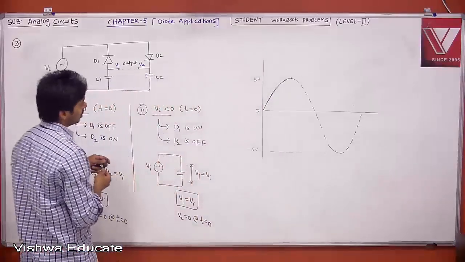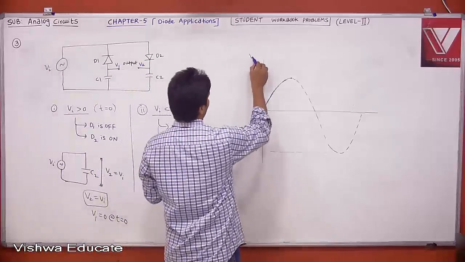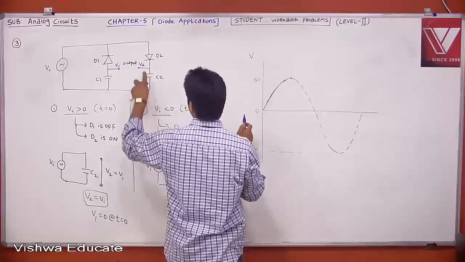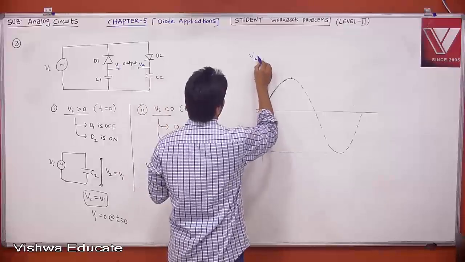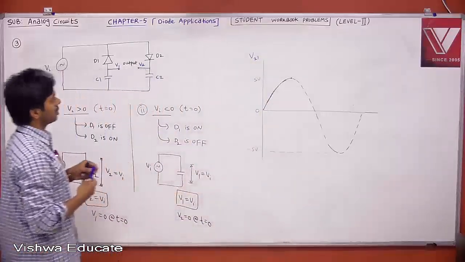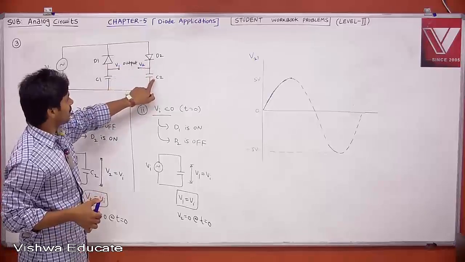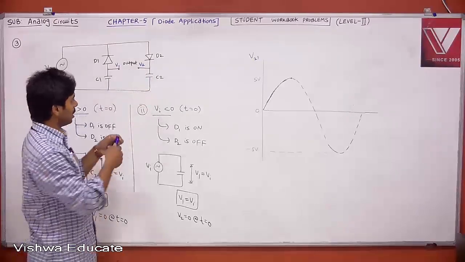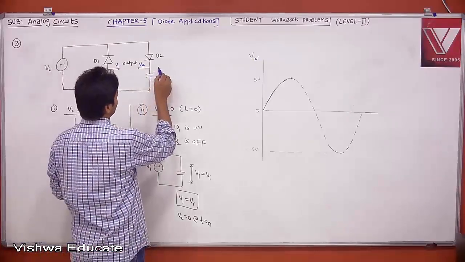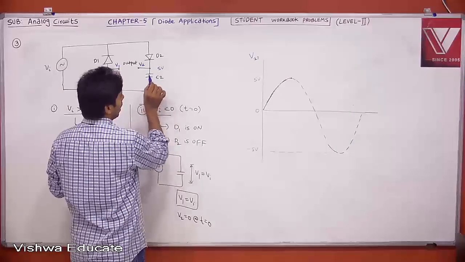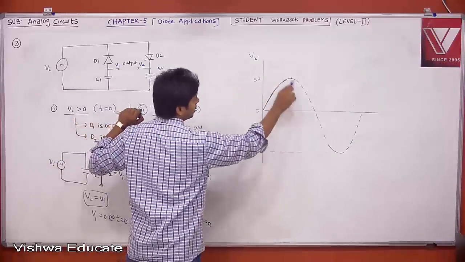Now we are plotting the voltage. Let us say I am planning to plot V2 minus V1, that is V21, which is positive. Your capacitor is charging to plus 5. Let us say once it reaches 5 volt, now your input starts decreasing, less than 5.